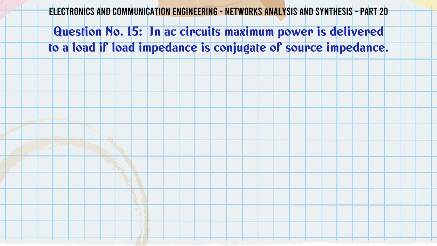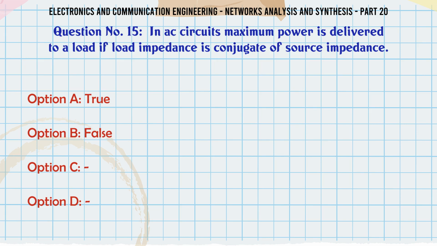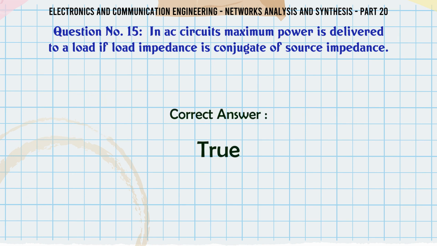In AC circuits, maximum power is delivered to a load if load impedance is conjugate of source impedance. A. True, B. False. The correct answer is true.